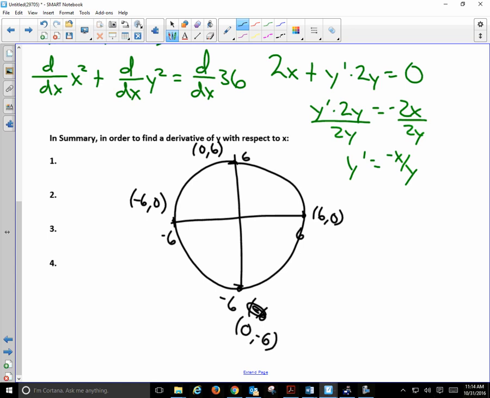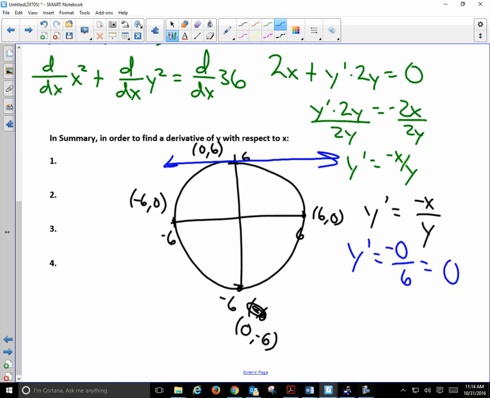Okay, so look at this. It says y prime is equal to negative x over y. Let's understand that in the context of this graph. Let's look at the slope of the line tangent right there. What's the slope of that tangent line? 0. So if I were to plug in 0 for x, 6 for y, I get 0.